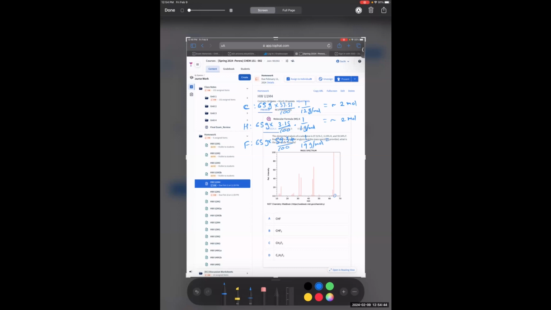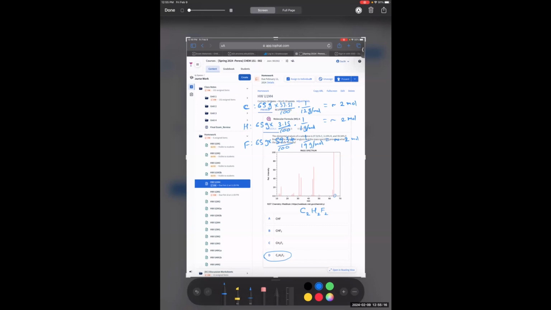Oh wow, that also gave me 2.03. So that is also around 2 moles. So without thinking too much, what it tells us is if you take 1 mole of this compound, it has 2 moles of carbon, 2 moles of hydrogen, and 2 moles of fluorine. Okay, and this should be the molecular formula, and that looks like option D.